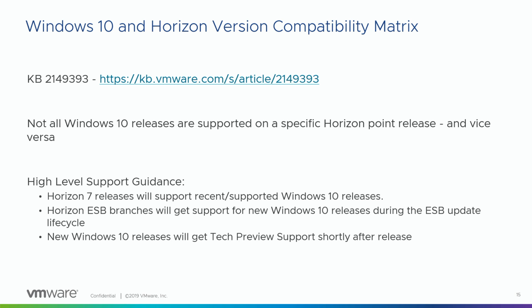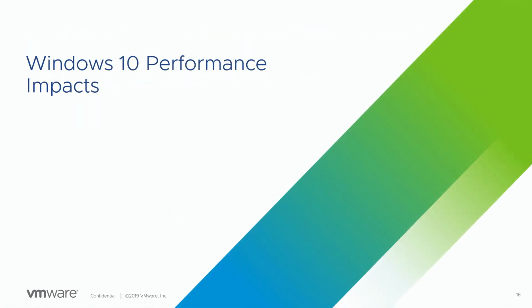So for instance, Horizon 7.5 came out 2 years ago. Since then, there's been multiple versions of Windows 10 that have come out. As we release updates to Horizon 7.5, we also add support for the new Windows 10 versions. New Windows 10 releases will get tech preview support shortly after release. And typically, they will get full support between then and the next version of Horizon that's released, unless there is an issue that is found.